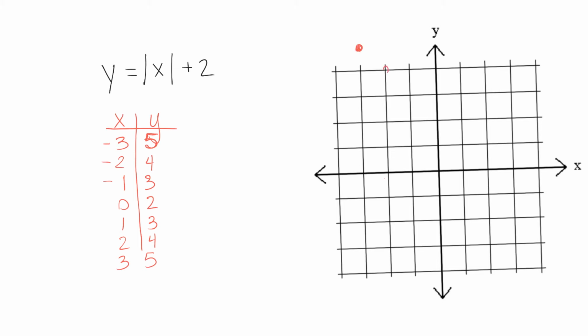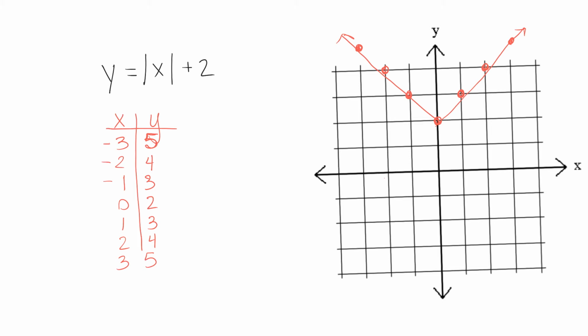-2, 4. -1, 3. 0, 2. 1, 3. I see we've turned around. 2, 4, and 3, 5. Okay, put these together, and we've got our V-shaped graph. Sure enough, here's our V.